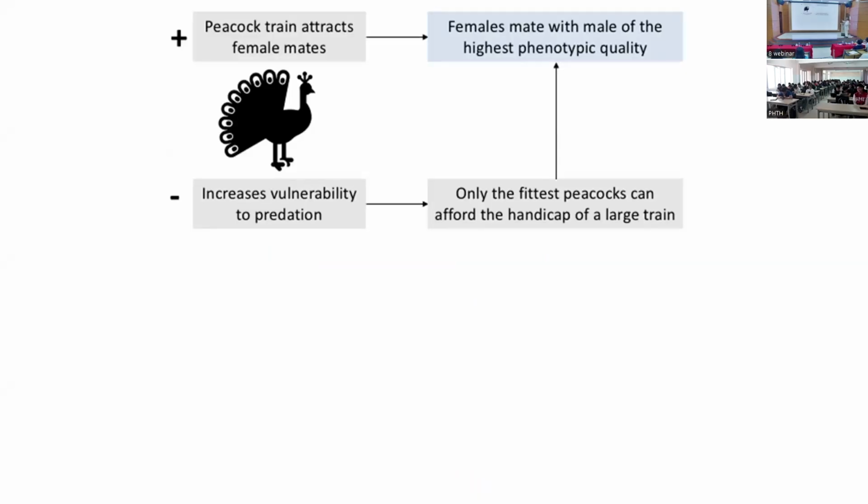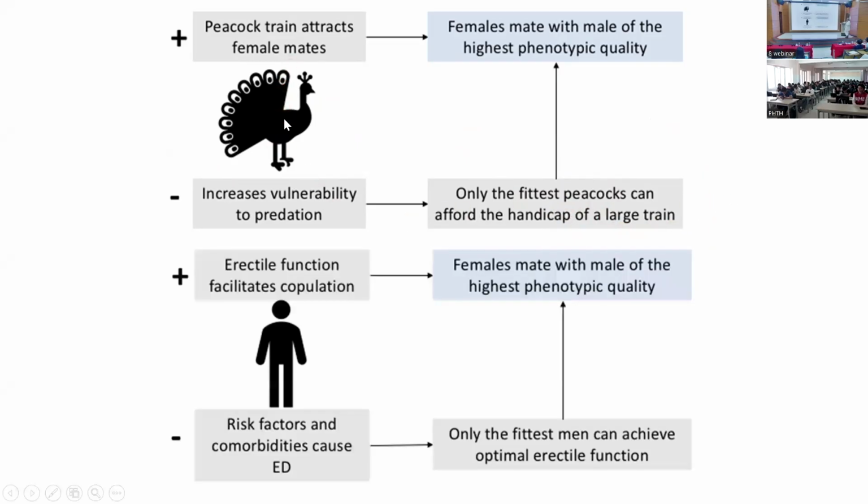So let's make a comparison with the peacock. What the peacock is doing, he is attracting with the tail, and only the fittest individual can afford the handicap of having the large tail. But what about the man? In that case, only the fittest man can obtain the optimal erection because he is physically, psychologically, psychiatrically, and toxicologically healthy. And this is absolutely unique.